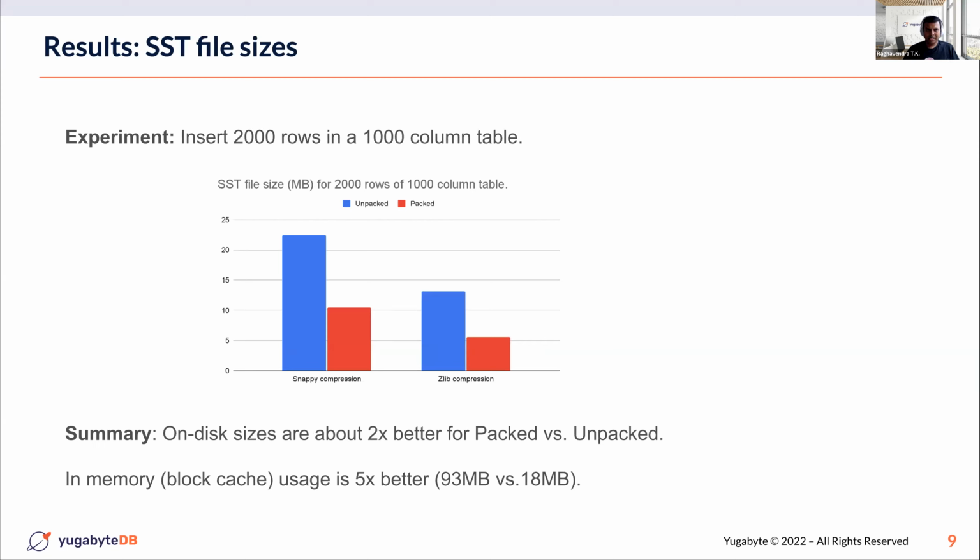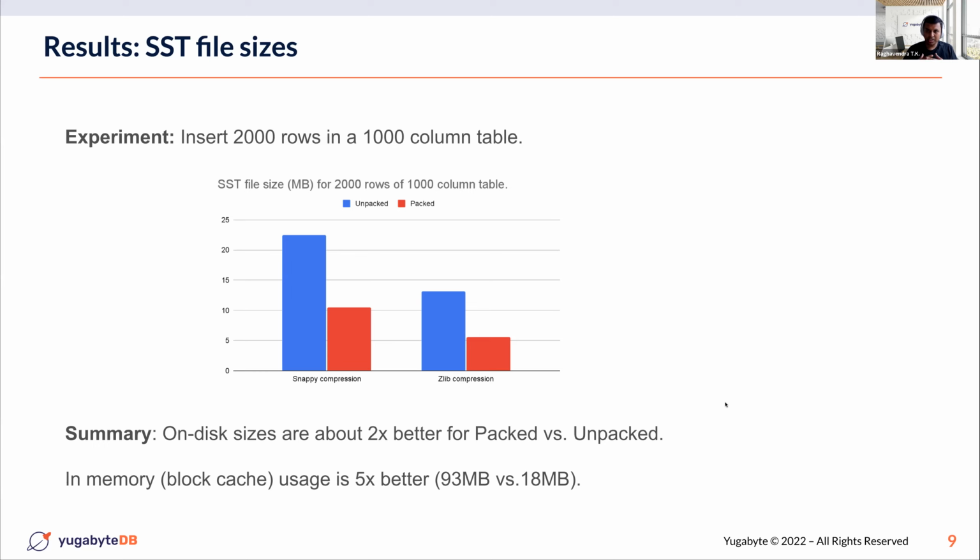The other aspect I wanted to discuss is about the storage reduction with the packed columns feature, right? So these charts actually show even with different types of compression schemes, the snappy compression and the zlib compression that's used on the SST files, when we ingested about 2000 odd rows in a 1000 column table in the unpacked format and the packed format, you can see there's at least 2x reduction in the storage footprint, right? In fact, in some cases, like with zlib compression, the gain is actually slightly over 2x, right?